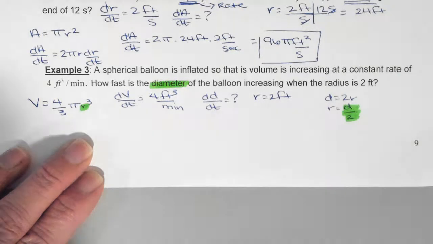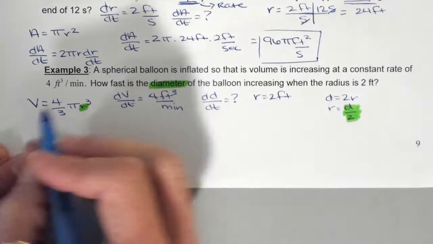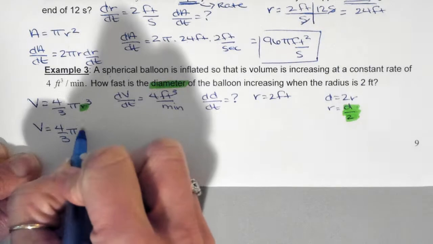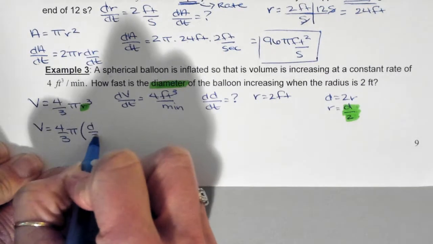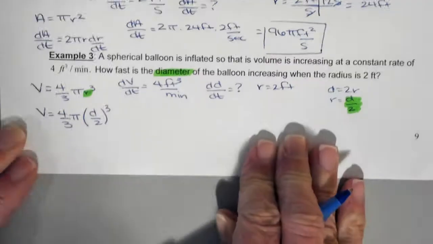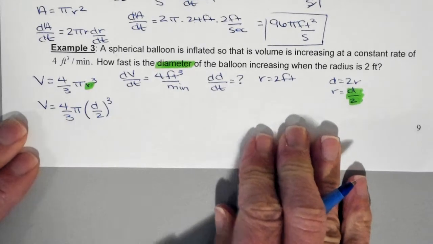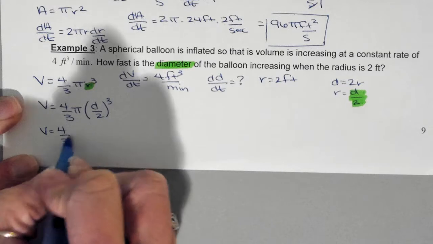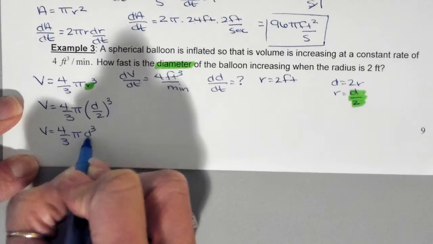So before we even start taking the derivative, we need to get our formula in terms of what we want or what we have. So we're going to make our substitution. V is equal to 4/3 pi, and then we're going to plug in d over 2 and cube it. Okay, so now we're going to simplify just a little bit. V is equal to 4/3 pi, and this is d cubed over 8.